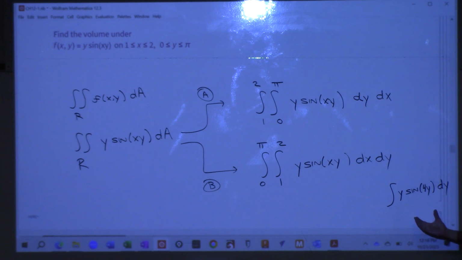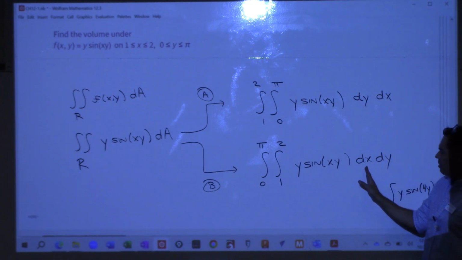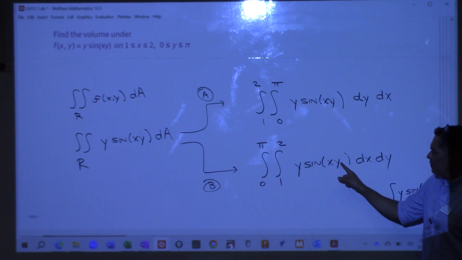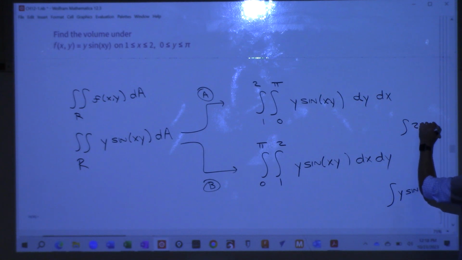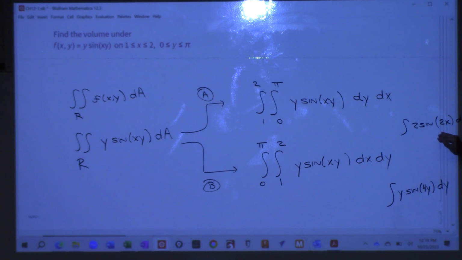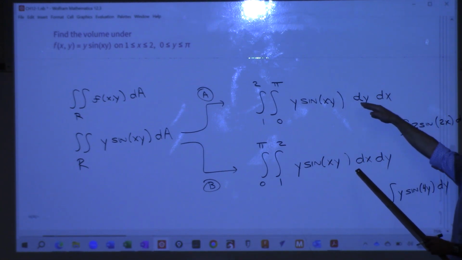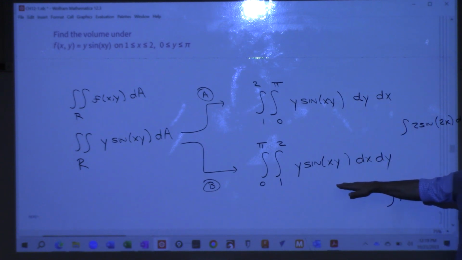Who wants to do integration by parts? If we can do this way instead, see here, if we do this one, x is the variable, y is a what? Constant. So that would be like integrating 2 sine of, I don't know, 2x. What would you rather integrate, this with respect to y or this with respect to x? This, for sure, right? So either way, you're welcome to do. But this one is just much easier. So I'm going to continue with this one.